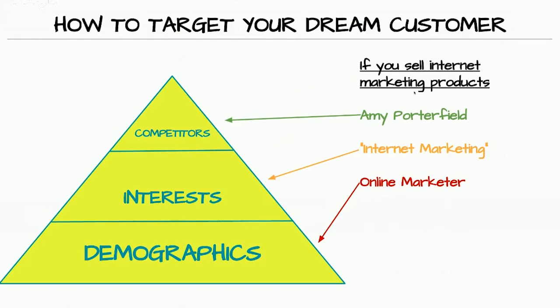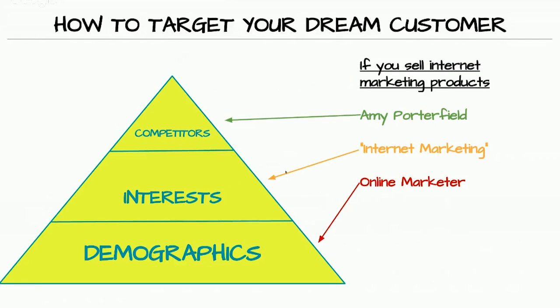So if you sell internet marketing products like I do, Amy Porterfield, she's super famous in the internet marketing world because she has a popular podcast. And she sells internet marketing products. She sells, I think she has a Facebook ads course. I could be wrong. I think she does. But I know she has a webinar course, and that's like her big thing. Everybody that runs webinars runs the Amy Porterfield webinar. So I know she has that.